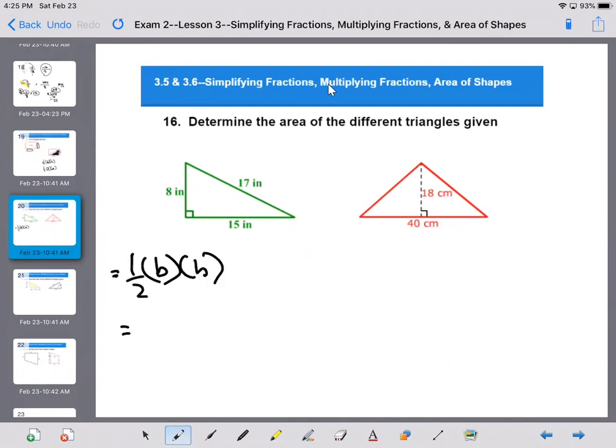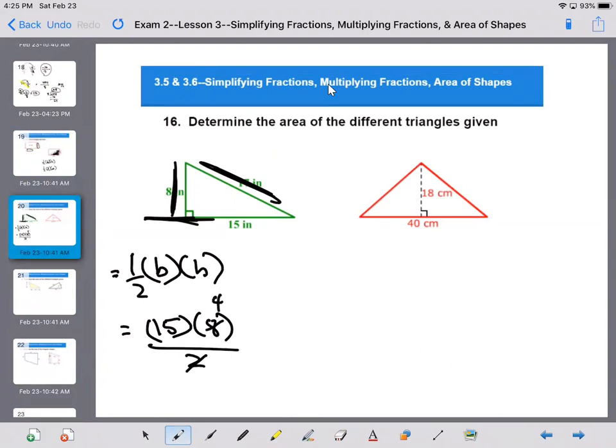The base would be 15. The height would be 8, not 17. 17 is what we call a slant height. I need to know where it's going to meet the base perpendicular. And that would be 8, and I want to take half of it. So 2 will divide 8 4 times, and 4 times 15 is 60 square inches. That would be the area of this triangle.